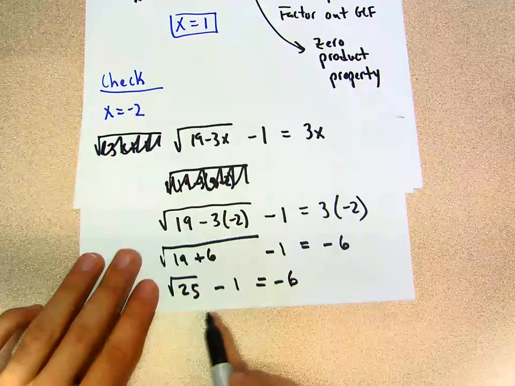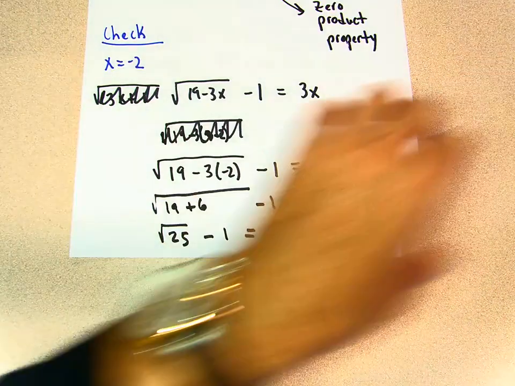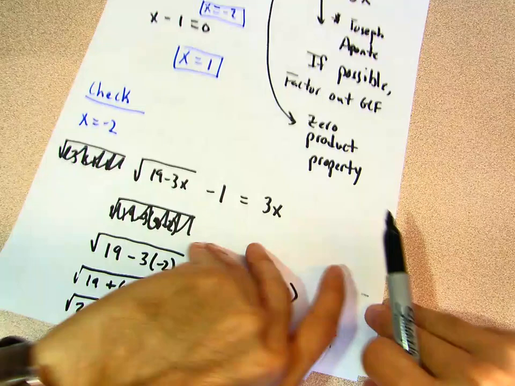And then this becomes what? I'm running out of paper. Let me see. Do I have another piece of paper?